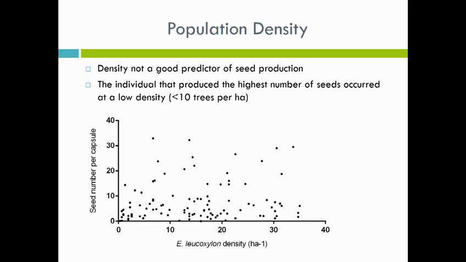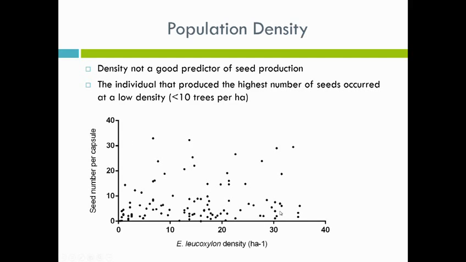But this is what I found. So as you can see, there's not really much of a trend with density and seed production. And it actually occurs that the individual that produced the highest number of seeds was actually this one, which occurs at a relatively low density. But I wasn't convinced that arrangement wasn't having a role at all out in this system. So I decided to look at these ones here, which are all doing really well.